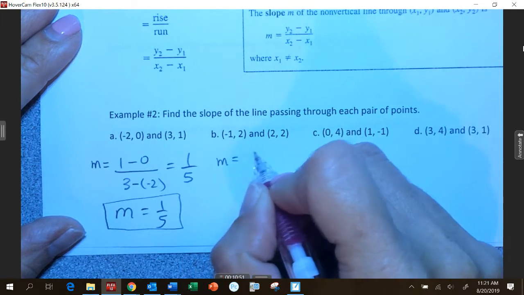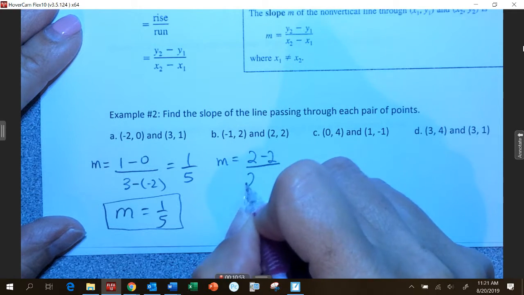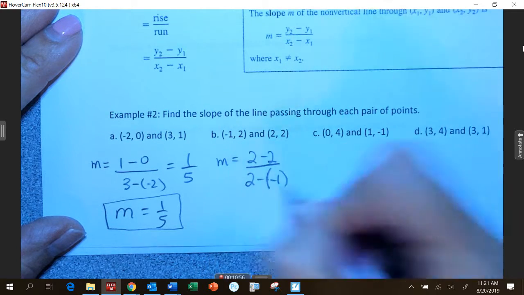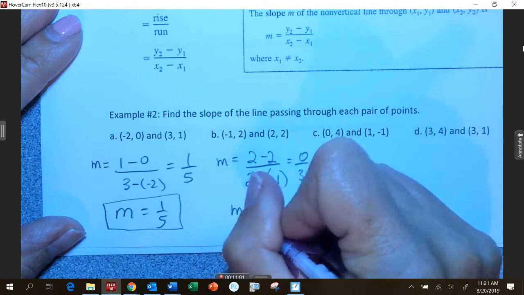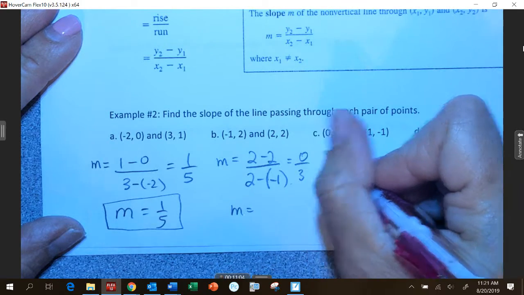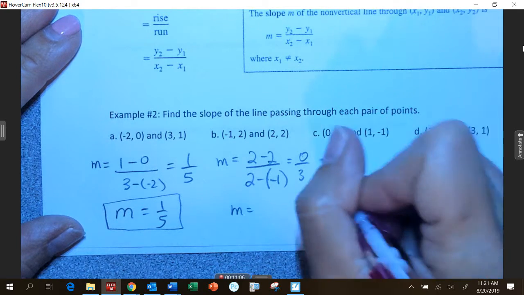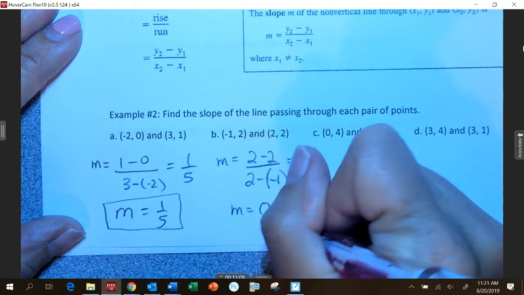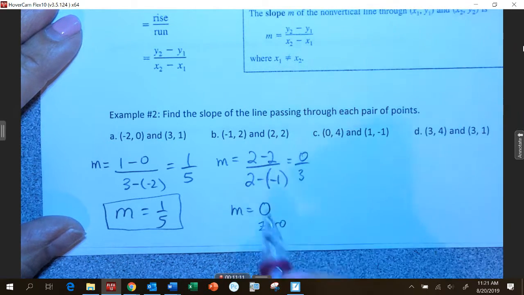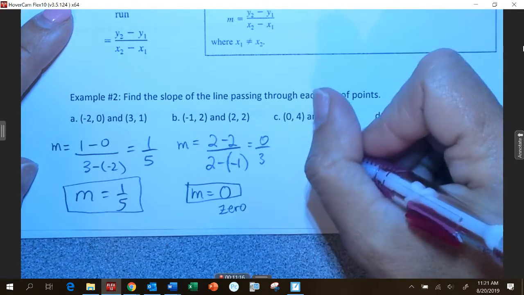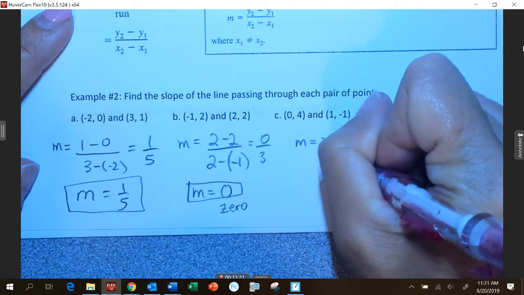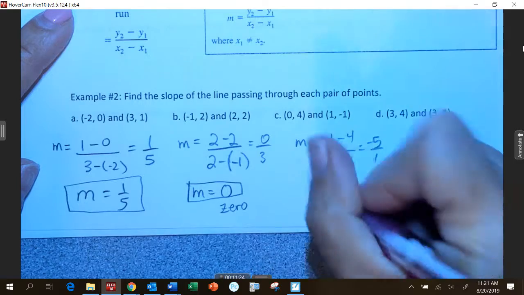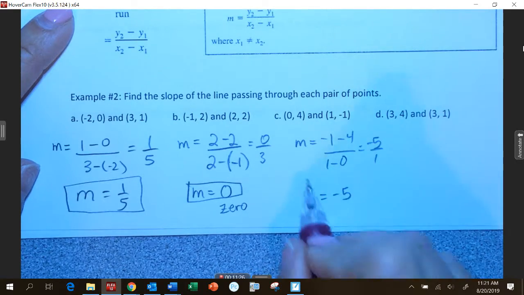Question B. 2 minus 2 over 2 minus -1. 0 over 3. If I take 0 and I divide it by 3, that's nothing over 3. That is a slope of 0. Question C. Negative 1 minus 4 over 1 minus 0. Negative 5 over 1. Simplify that. Negative 5.